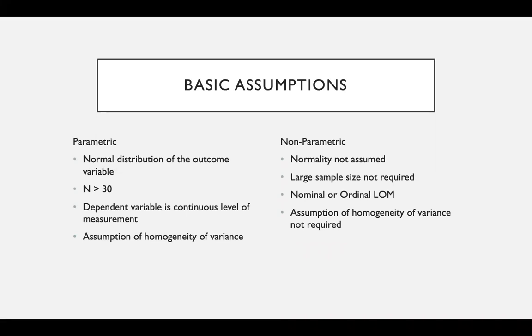On the other hand, with non-parametrics, normality is not assumed. We do not require a large sample size. The dependent variable can be a nominal or ordinal level of measurement. Interval is not required. And then the assumption of homogeneity of variance is not required.